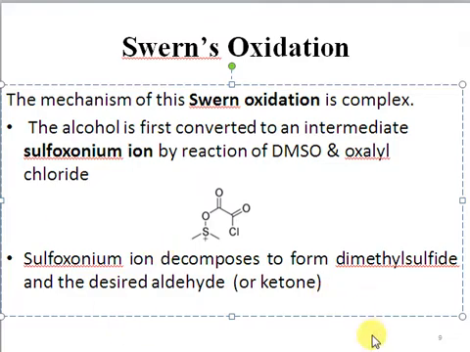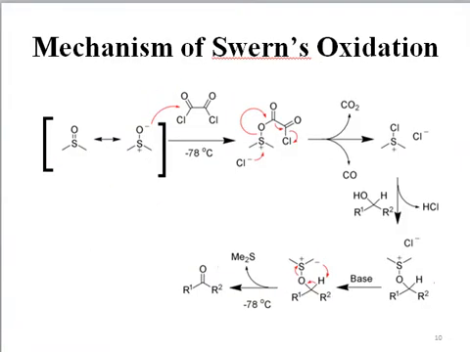This is the mechanism for Swern's oxidation. So we have a dimethyl sulfoxide here. This is the structure of DMSO. So dimethyl, so we have two methyls attached with its sulfoxide, because sulfur is having a double bond with oxygen here, right?